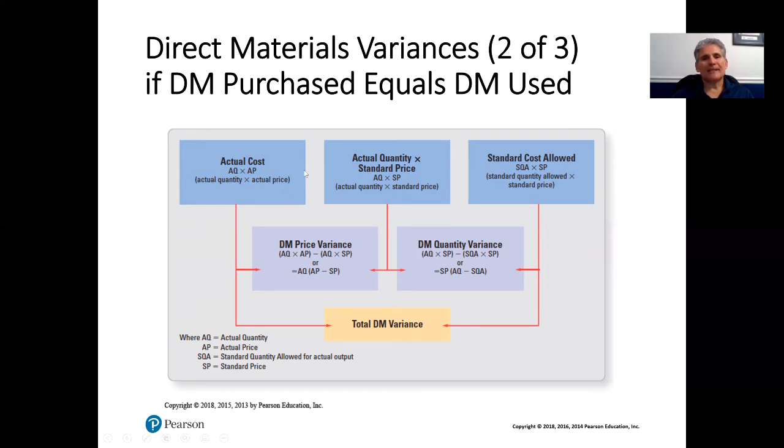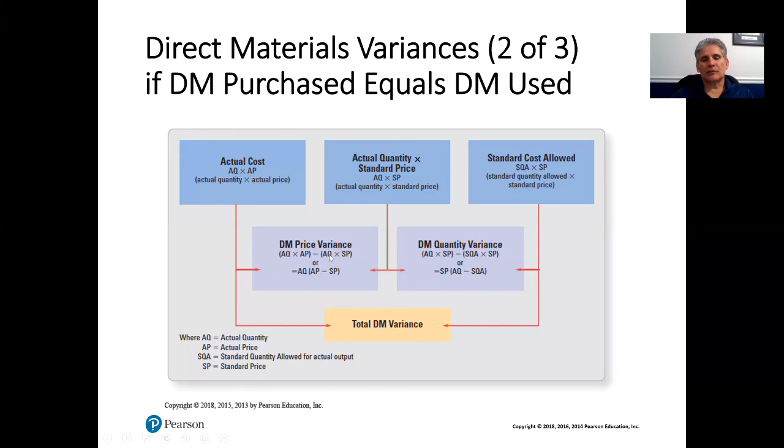So we're comparing these two areas, and we're coming up with the actual quantity times the actual price. That comes from this. And we're going to subtract from that the actual quantity times the standard price. If you think about it, the only thing that's different, since they're both actual quantities, is that we're really comparing the actual price to the standard price. And for that reason, we call this the price variance.